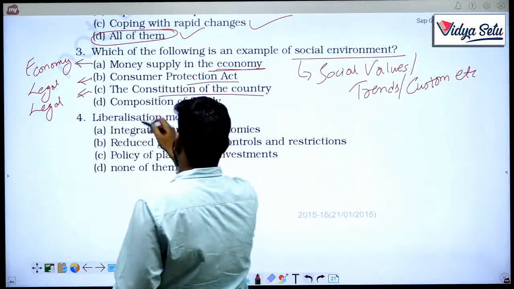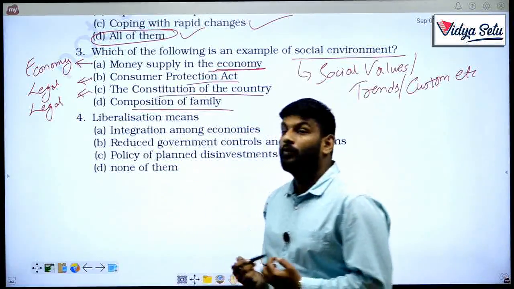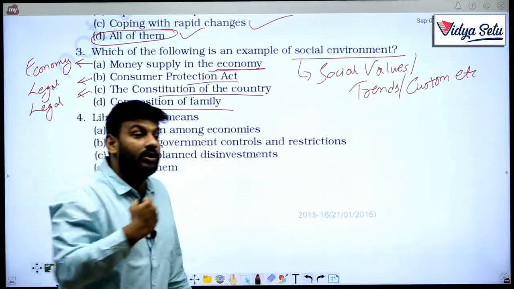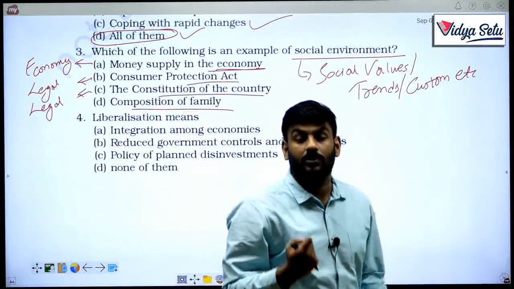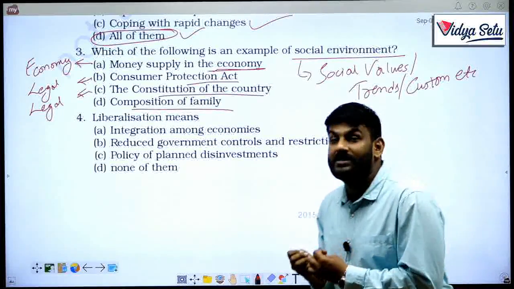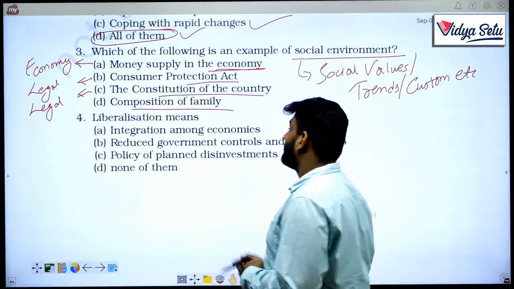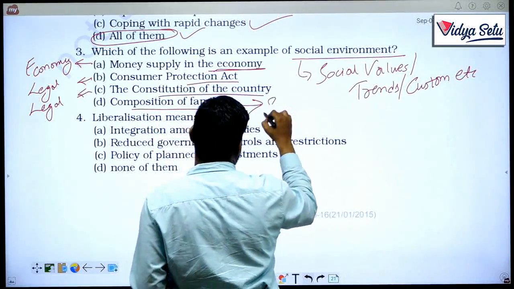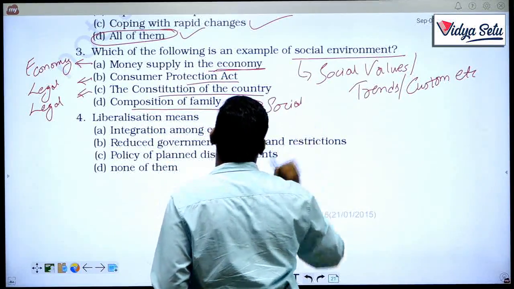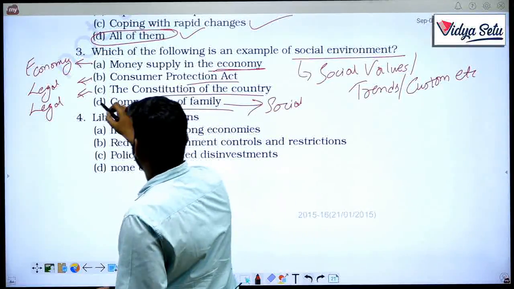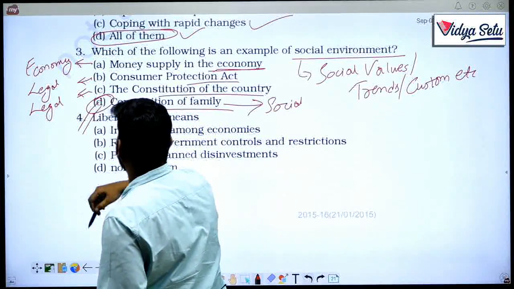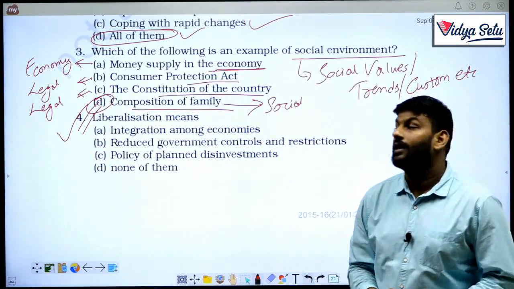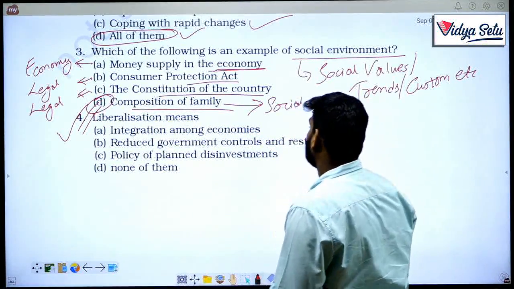Last but not least, composition of family. Composition of family deals with the value of family, customs followed by the family, or the outputs or the measurements or the lifestyle they have to maintain, which comes under the composition of family. So it will come under social environment. So among all the answers, this answer is correct. Clear?